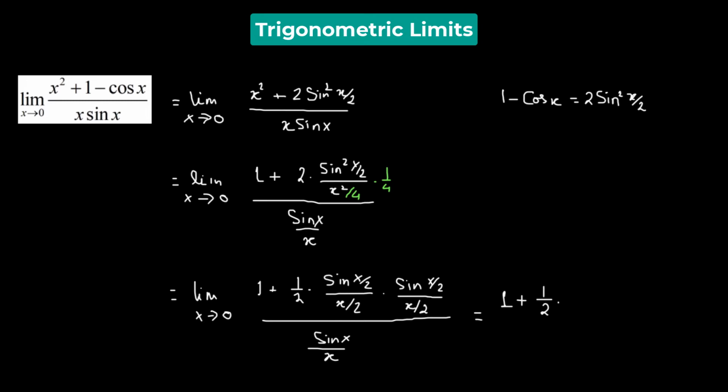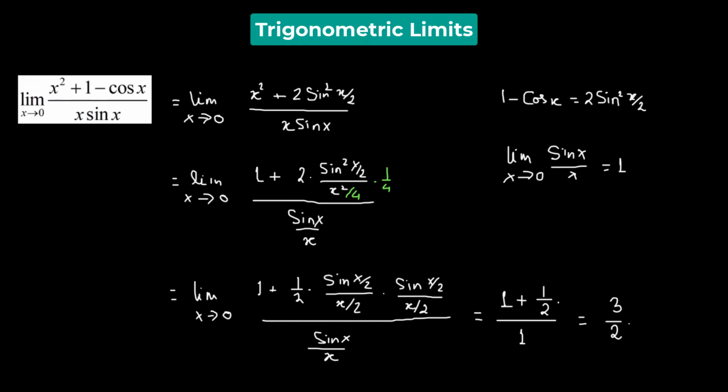x over 2. Now as per definition, limit x tending to 0 of sine x over x is equal to 1. So this definition can also be applied to sine x over 2 divided by x over 2. So its limiting value is 1. So we have 1 multiplied by 1. So that's simply half divided by 1. So that gives us a final value of 3 over 2. So this is the limiting value of the given function when x approaches 0.